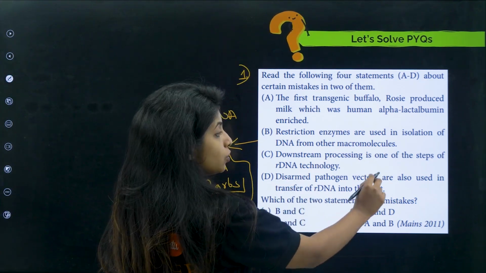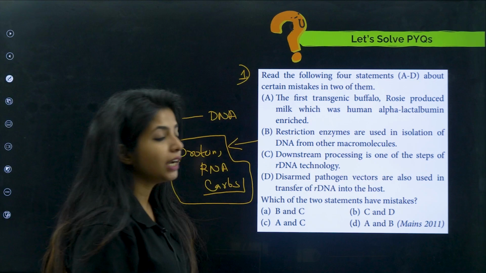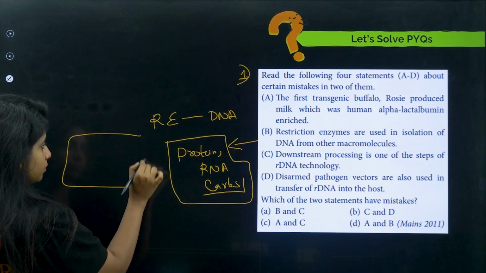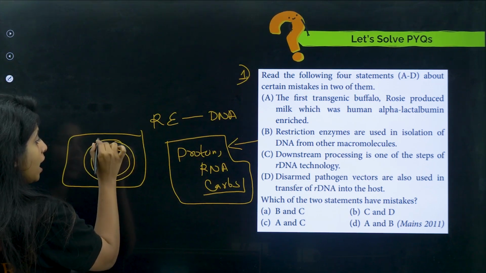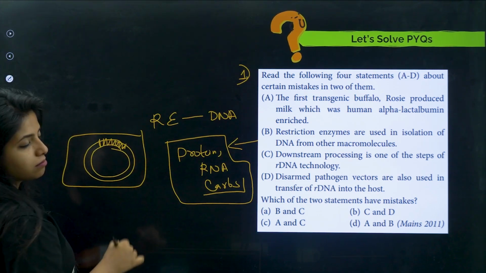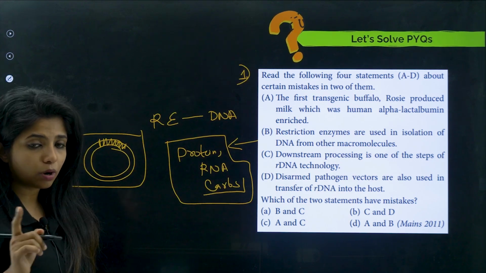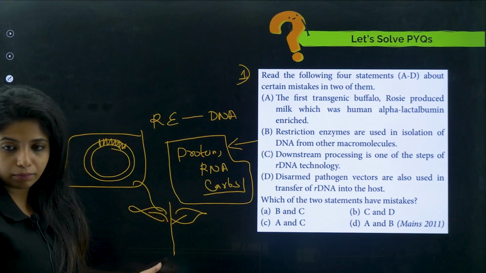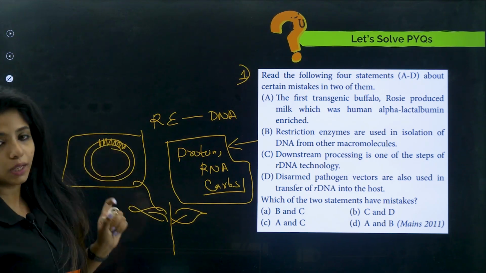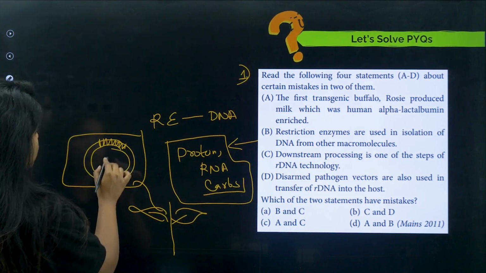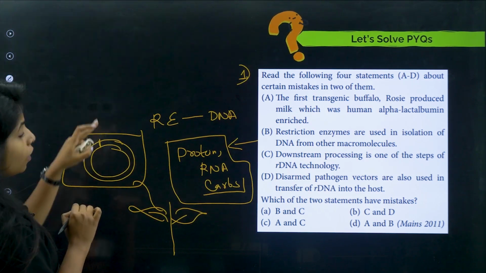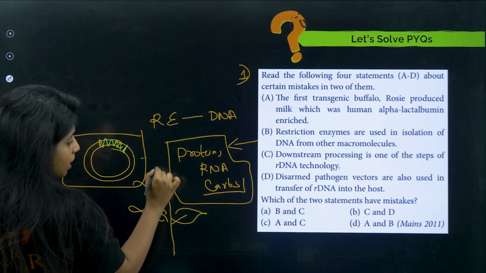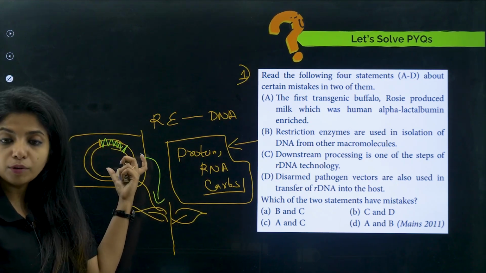Disarmed pathogen vectors are also used in the transfer of our DNA into the host. What do you mean by disarmed pathogen vectors, children? Basically, for example, there is a pathogen, and over here this is a plasmid, and in the plasmid there is a gene that is coding for a protein which is going to cause trouble to a plant. So when this organism affects the plant, the plant will get diseased because of this particular thing. Now disarmed pathogen means I am removing this particular portion of the gene which is going to code for something really bad. Instead of that, I am going to put my gene of interest, then I am going to put it in the plant. This is a disarmed vector.